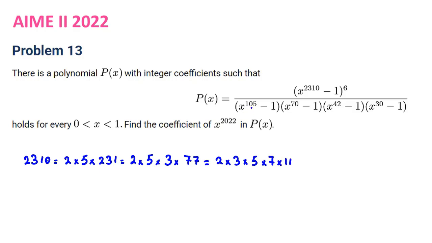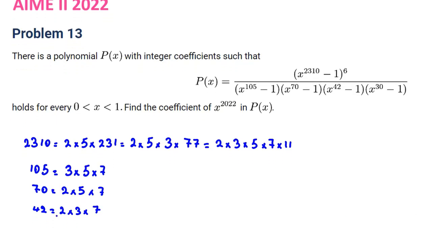105 is what? 105 is 5 times 21, so it will be 3 times 5 times 7. 70 is what? It is 2 times 5 times 7. 42 is what? It is 6 times 7, or 2 times 3 times 7. And the last one, 30, is 2 times 3 times 5. Okay.